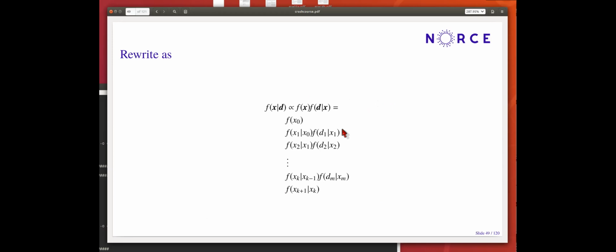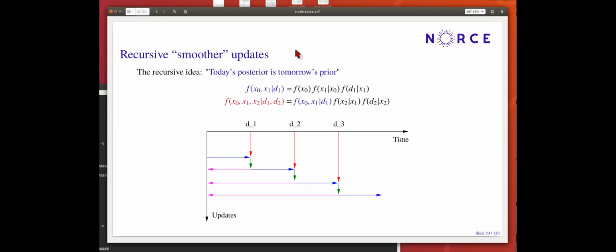And if we write this as a recursion, then we use basically the idea that today's posterior is tomorrow's prior, right? We start with the initial condition, we integrate the model forward in time, we condition on the first data set, which came here, so we get an update. And the update is of x node and x1, so it's also backwards in time.